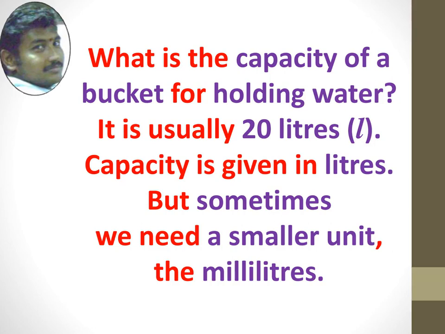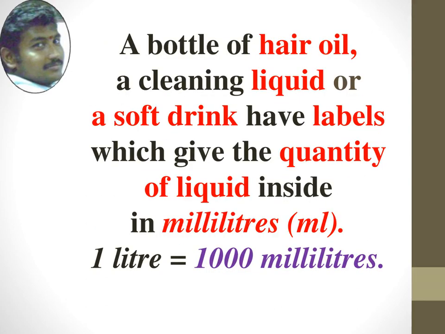What is the capacity of a bucket for holding water? It is usually 20 liters. Capacity is given in liters. Holding liquids we use liters, but sometimes we need a smaller unit, that is milliliter. A bottle of hair oil, a cleaning liquid, or a soft drink has a label which gives the quantity of liquid inside in milliliters. We use ml for milliliter. 1 liter is equal to 1000 milliliters.